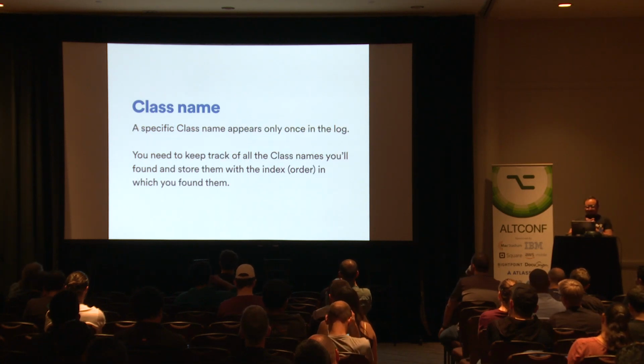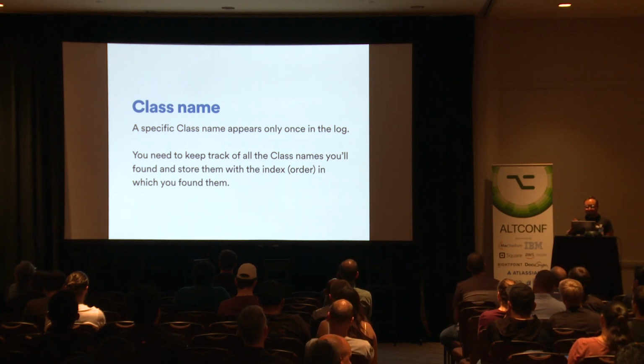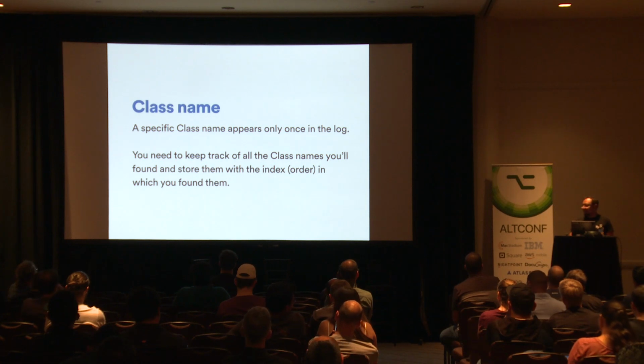And this is really interesting. A specific class name only appears once in the log. And the thing you have to do to parse the log is store that in an array. Because what's important about the class name is to know the index used in the log for this class name. So the first class name that you will find is index 0, the second index 1, and so on.